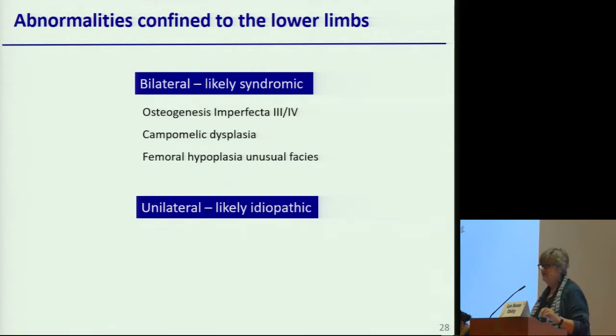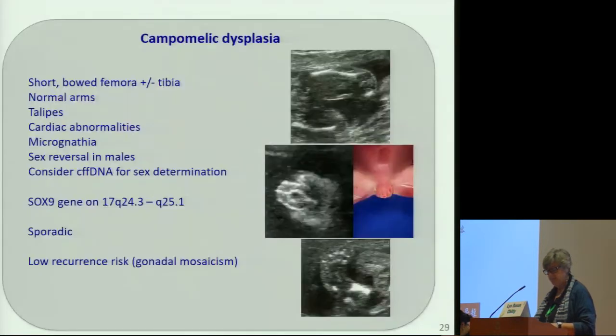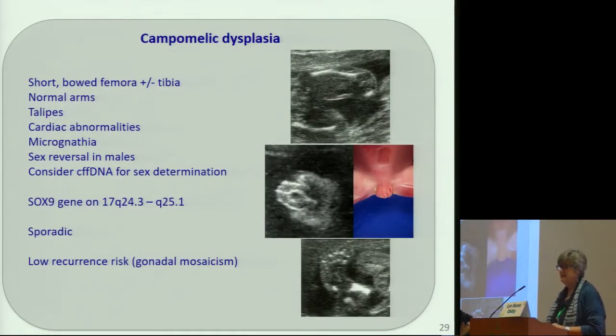If it's unilateral, so if you've got a unilateral short bent femur, it's most likely to be idiopathic. The prognosis will be related to that abnormality, nothing else. So isolated short long bones, and also think about growth retardation as well. So campomelic dysplasia. Now this is something you can really diagnose on the basis of ultrasound and possibly an NIPD.